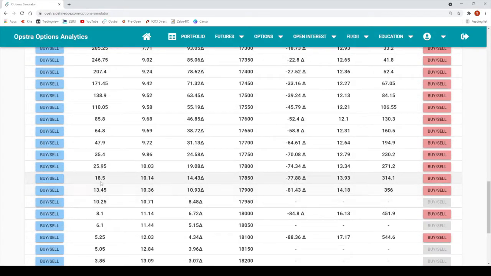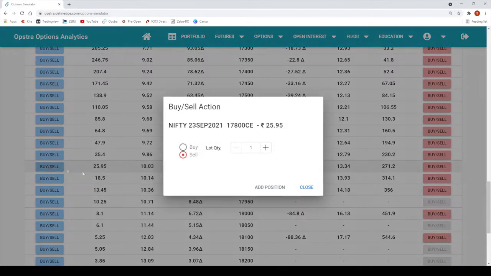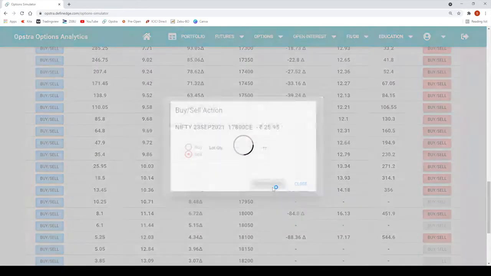So on the call side, 17,800 is trading around 26 rupees. I am going to sell one lot.